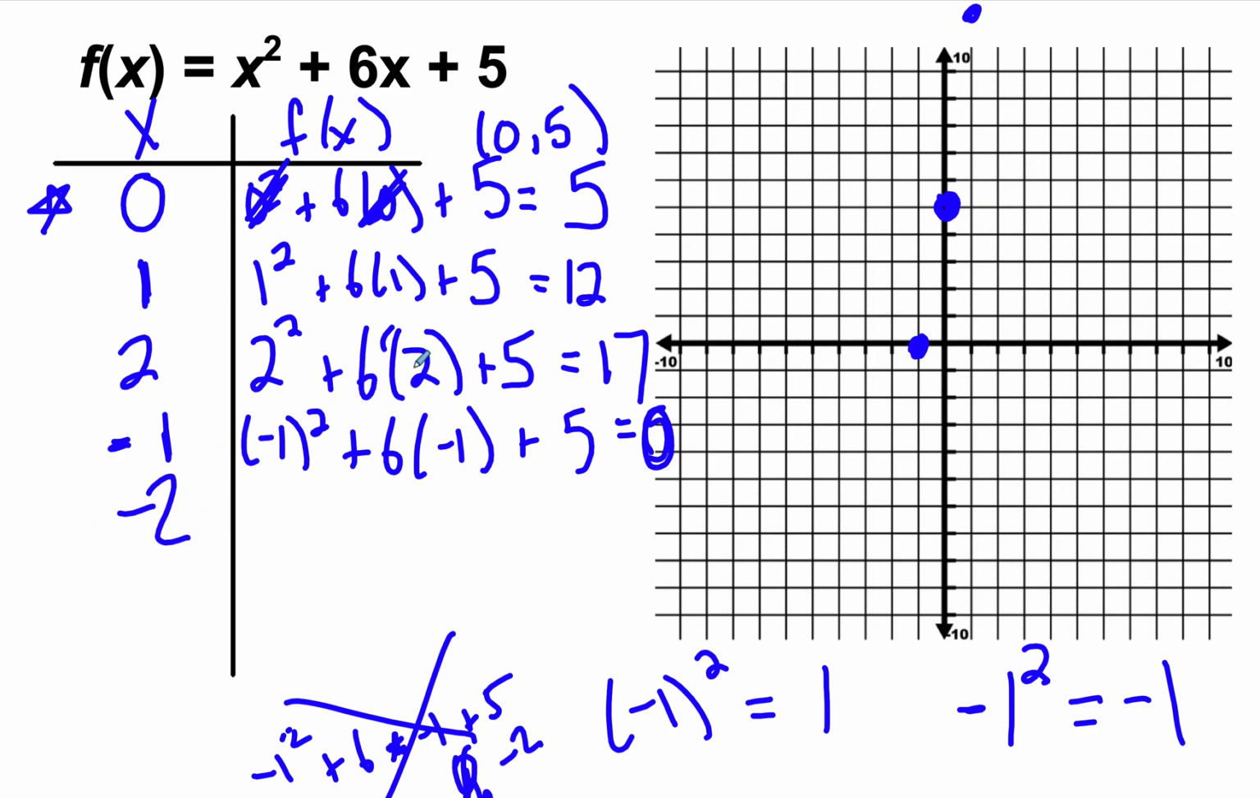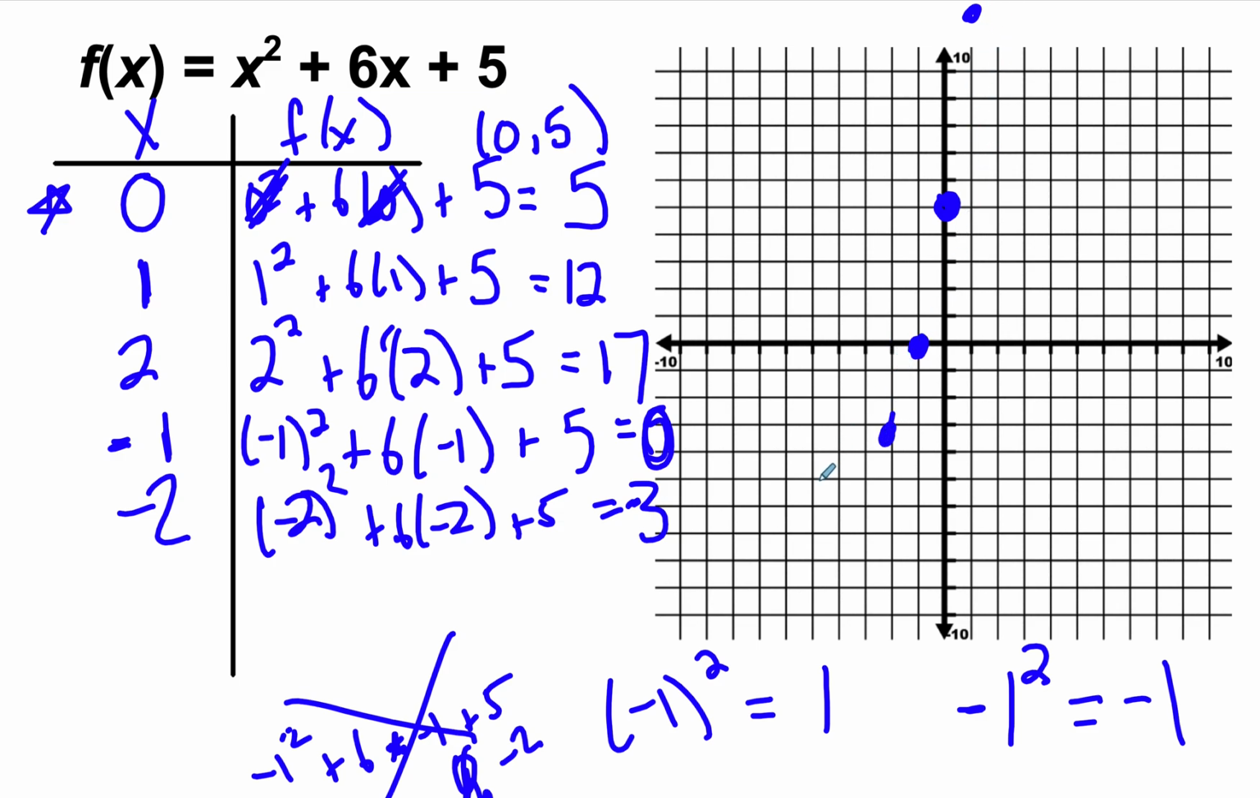Okay, negative 2. So negative 2, I'm going to do negative 2 squared plus 6 times negative 2 plus 5. So that's 4. Negative 2 times negative 2 is 4. So this is negative 12. So 4 minus 12 is negative 8 plus 5 is 3. And it actually should be negative 3 because it's 4 minus 12, so it's negative 8. Okay, so now I'm going to go negative 2, 1, 2, 3.